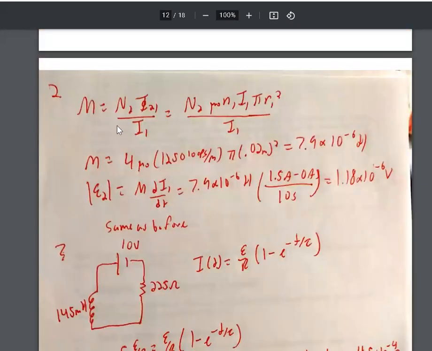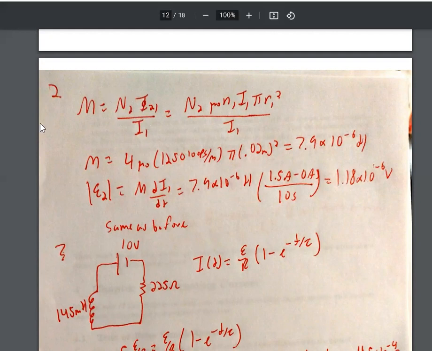So mutual inductance is given by either the number of loops in one times the flux through that one due to the other, divided by the current in the other one, or vice versa. You can define it either way. From symmetry, you'll get the same thing.